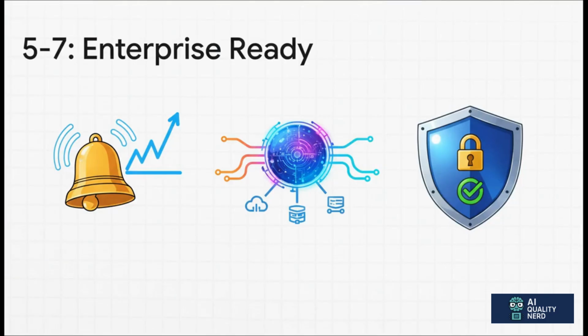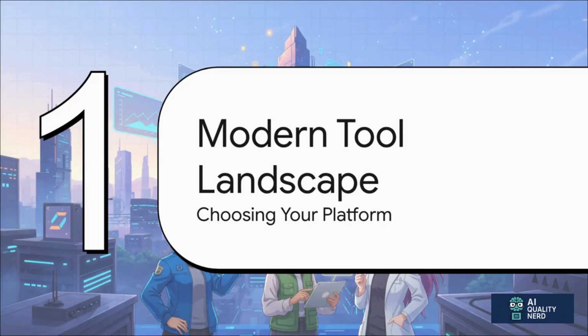All right, the final 3 practices? This is all about making your system ready for the big leagues, making it enterprise ready. This means setting up real-time alerts so you're never flying blind. It means you can easily export your trace data to other big systems, like your data warehouse for deeper analysis. And of course, it means the whole thing is built on a secure, compliant architecture. That's just non-negotiable.